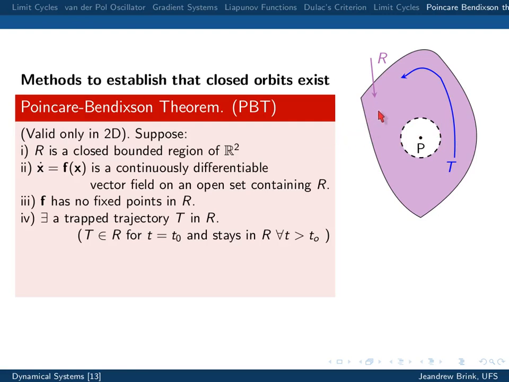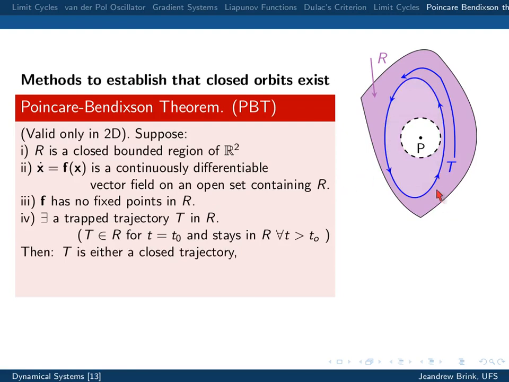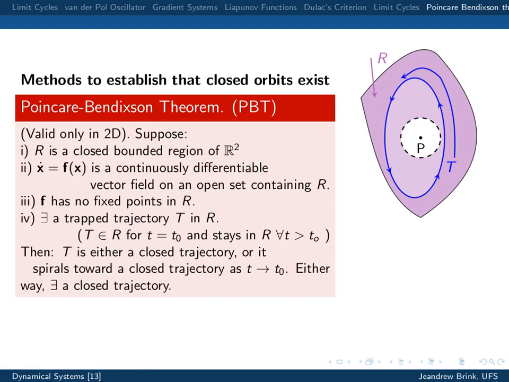If those four things are true, then you can say that either T is closed, in other words the trajectory you're looking for, or it is going to spiral towards a closed trajectory. In other words, this T is going to go around and eventually approach this closed trajectory. So this is basically the proof for an attractive limit cycle inside the region R, or the theorem. Either way, there exists a closed trajectory in R.